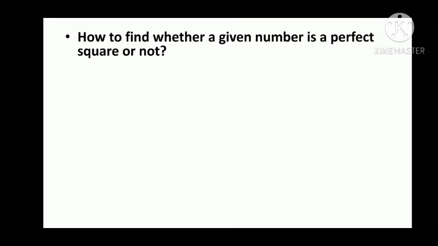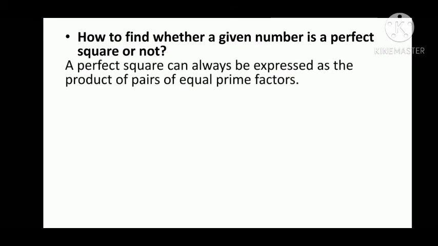How to find whether a given number is a perfect square or not? Students, all the natural numbers are not perfect squares, so there should be a method to find whether a given number is a perfect square or not. A perfect square can always be expressed as the products of equal prime factors. It means to find whether a given number is a perfect square or not, we need to express the given number into the prime factors using the prime factorization method.